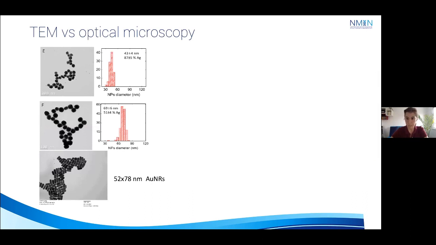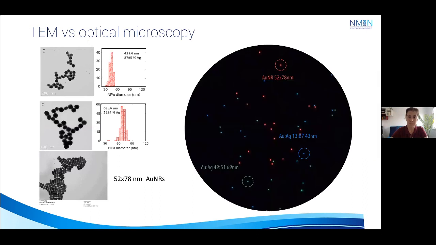It is important to understand that what we see under an optical microscope is not the nanoparticle itself, but the scattered light from the nanoparticle. So they will appear as small dots of different colors. Here, for instance, the blue one corresponds to the small nanoparticles, the red corresponds to the elongated nanorods, and the medium size is appearing in green.